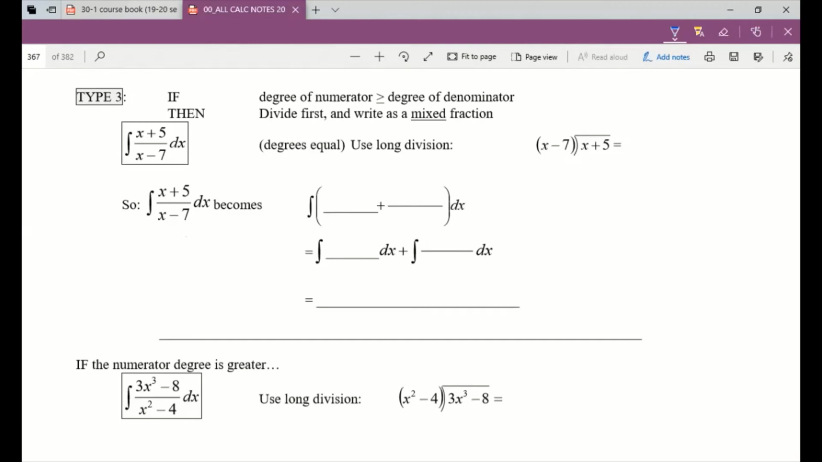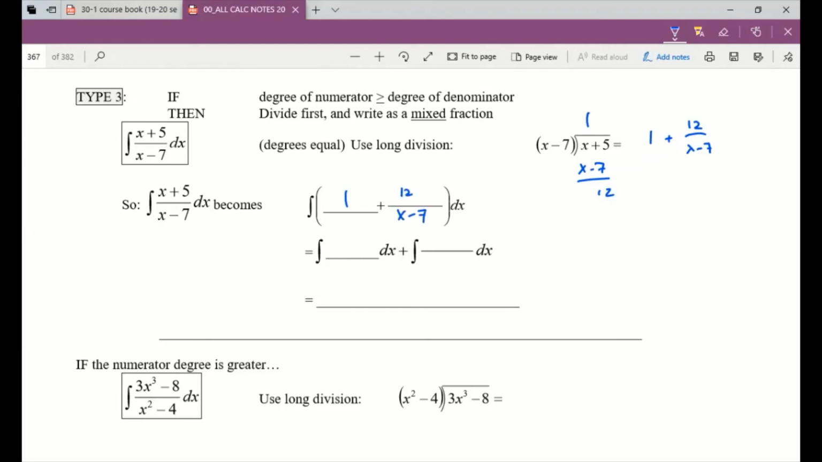So x minus 7 into x plus 5. This ends up being 1 times x minus 7 is x minus 7, of course. Subtract, we get 12. So this ends up being equal to 1 plus 12 over x minus 7. So our integral of x plus 5 over x minus 7 ends up being the integral of 1 plus 12 over x minus 7, all dx.